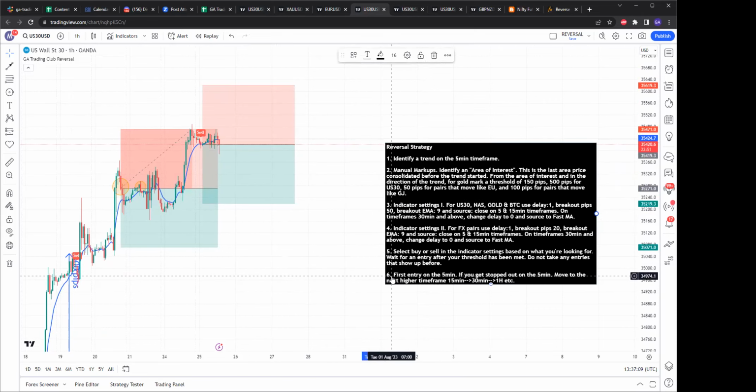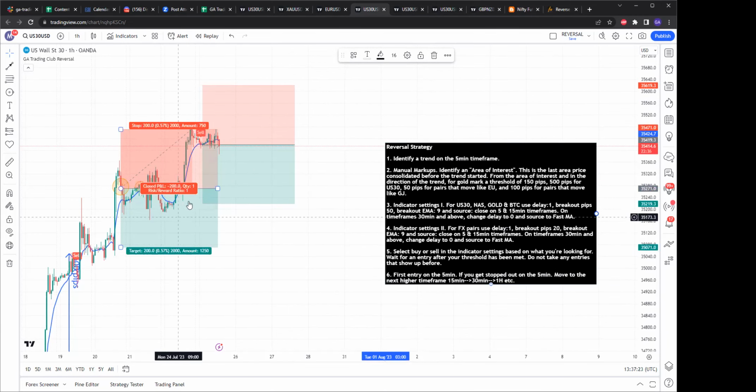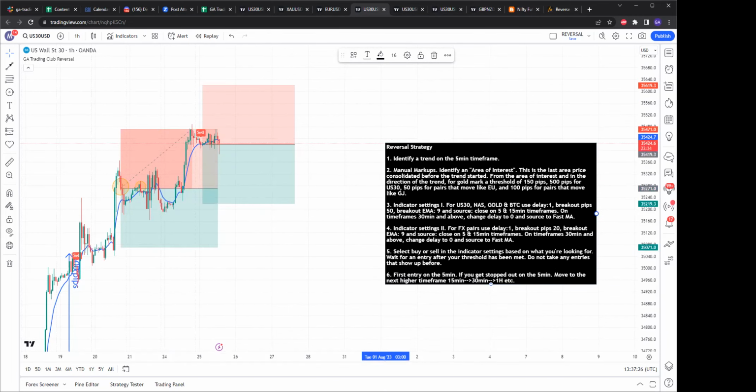So right, you can see number 6, first entries on the 5-minute. If you get stopped out on the 5-minute based on the reversal strategy, move to the next higher time frame. So unfortunately for US 30, we got stopped out on the 5, 15, and 30. Given that all the trades for US 30 I'm taking are 200 pips, it means US 30 has already pumped up for 600 pips, which is a heavy move.